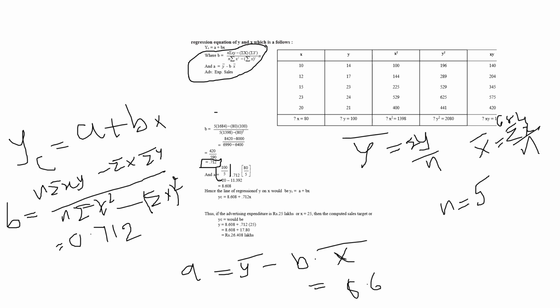Then again we need to put it in y is equal to a plus b x. We need to apply the formula a plus bx, but x we don't know. But they have given x is 25 lakhs, right? Advertising expenditure is 25 lakhs. Then the computed sales target, sales yc, is the sales target formula a plus bx. We need to find out the sales target, that is 26 lakhs.